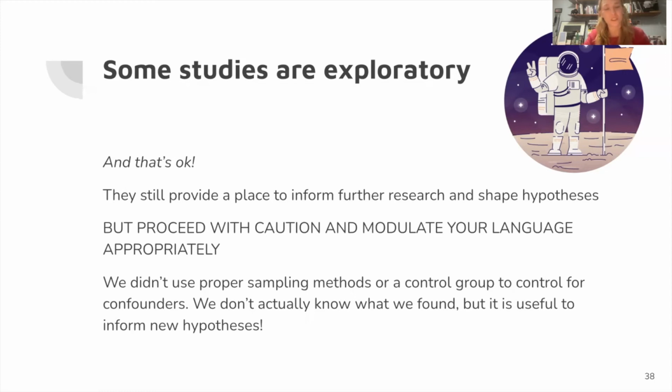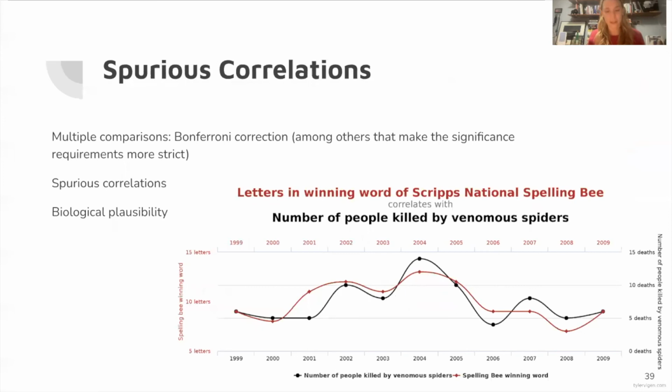We didn't necessarily use proper sampling methods. We didn't control for confounders. We don't actually know what we found, or we know what we found, but we know it's a place to start. And for one thing, if we're doing a sequencing thing and we're looking at thousands of data points, if we look at enough things, we'll find associations, even if they're not there.